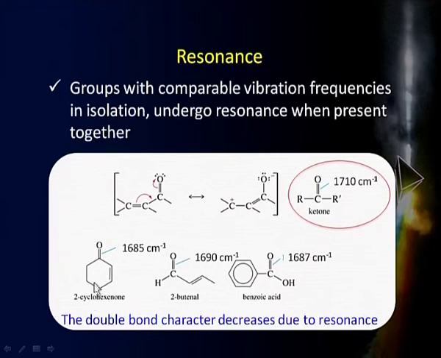So, there are three more examples here. You can see a carbonyl group here in conjugation with an alkene, another example, yet another one. You find that each one of them has a roughly similar vibrational frequency, which is different from what we had in the case of an isolated carbonyl group. These are all carbonyl group frequencies. So, you find that from about 1710 it has come down to 1687, 1690 or 1685.